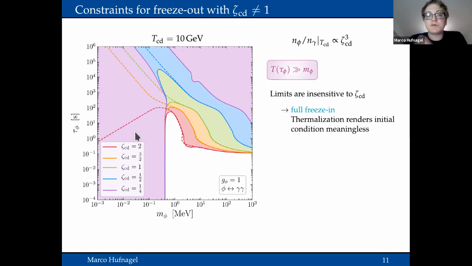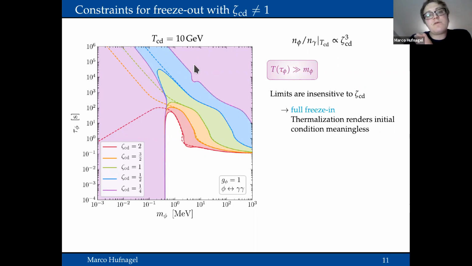And this is because if you look at this region down here, then I told you that here you always have an effective thermalization before BBN. So here you always reach a thermal abundance, and it doesn't matter what your initial condition is, because you always end up with the same abundance long before BBN, and therefore the limits will always be the same in this region of parameter space. So your initial condition is essentially rendered meaningless in this region. So you cannot reduce these limits here any further.